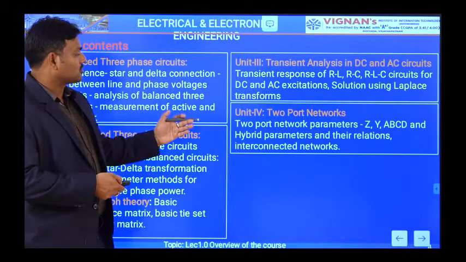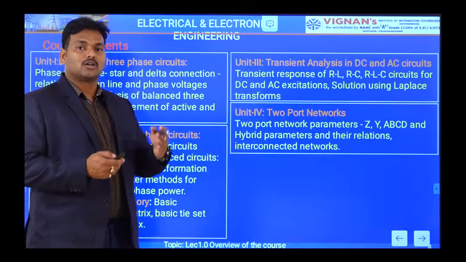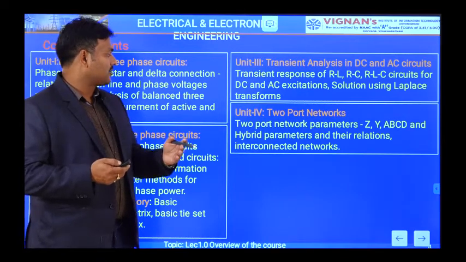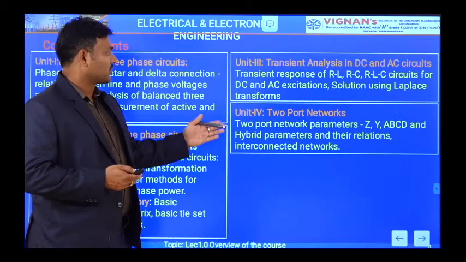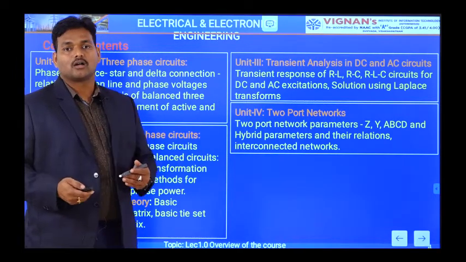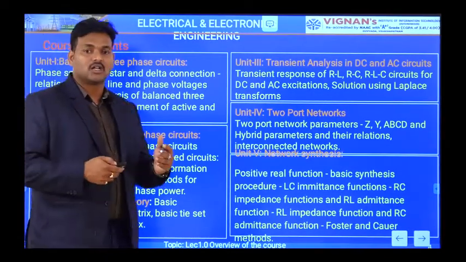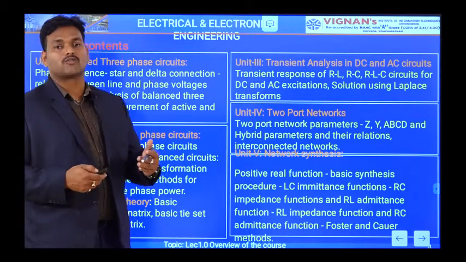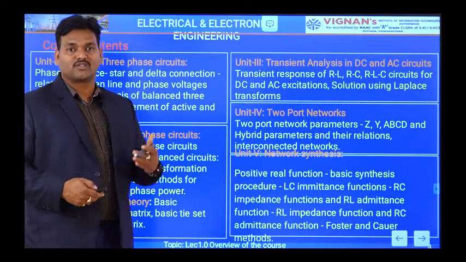And in unit 4 you study about the two-port networks. So here for any given network, you determine the parameters like Z parameters, H parameters, Y parameters, ABCD parameters. These parameters are useful to study the behavior of the circuit for any given input and what will be the output. And in unit 5 you will study the network synthesis. Here you will be given one transfer function in any given form like Cauer form or Foster form. You have to synthesize the circuit based on this transfer function using integral and differential calculus.